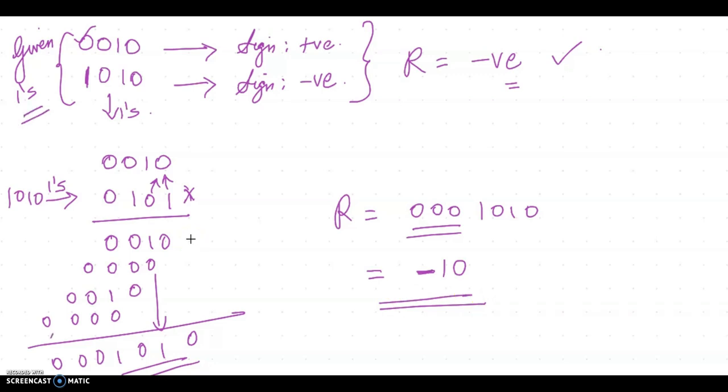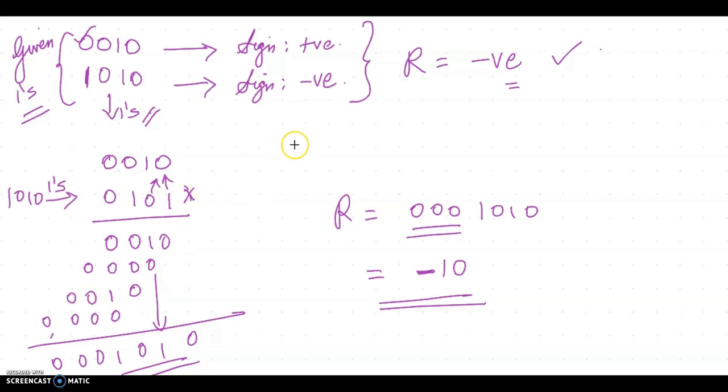Suppose the given numbers are signed numbers, but it is in 2's complement form instead of 1's complement. In that case, we follow the same procedure exactly, except for this part where, in order to get the true and uncomplemented form, you found the 1's complement. Instead of that, you do 2's complement. Everything else remains the same. So that is how you do multiplication if the given numbers are expressed in 2's complement signed form.